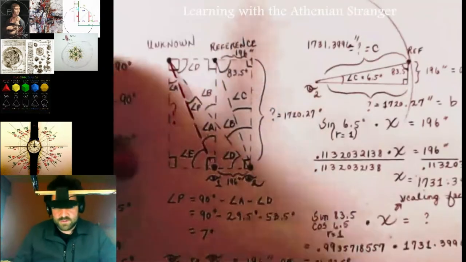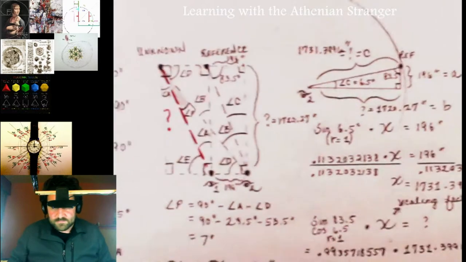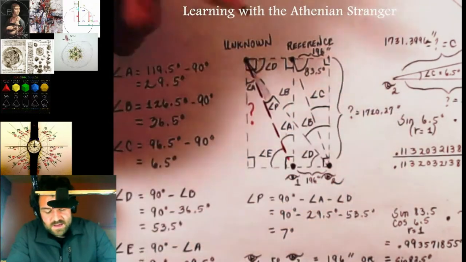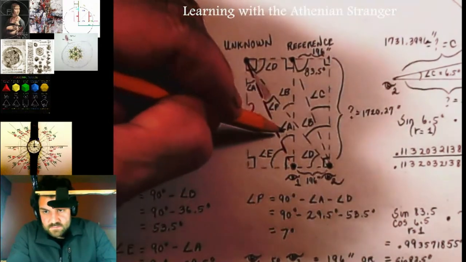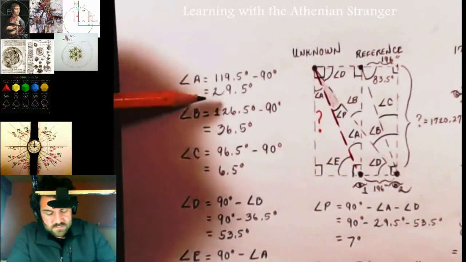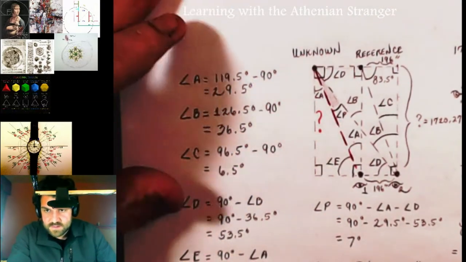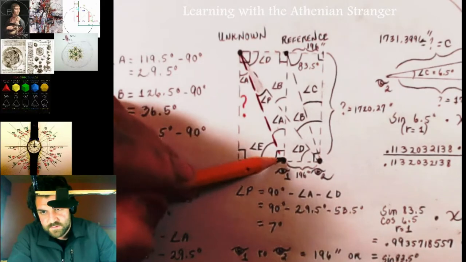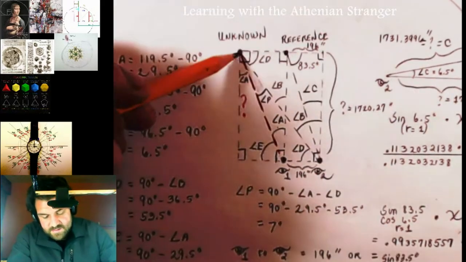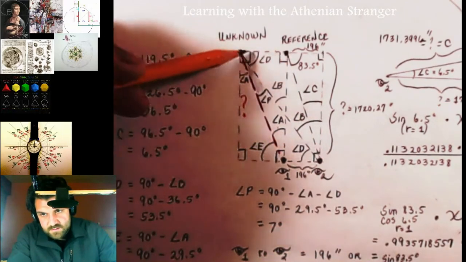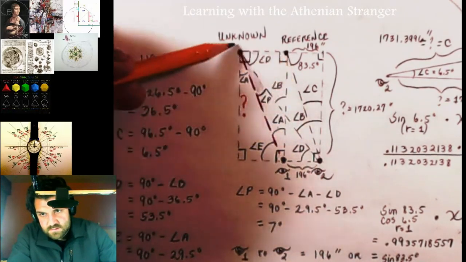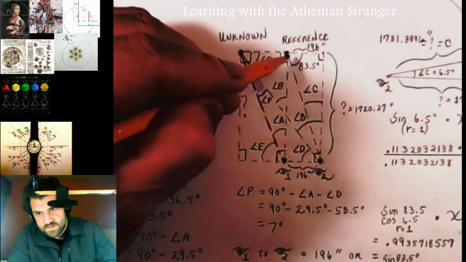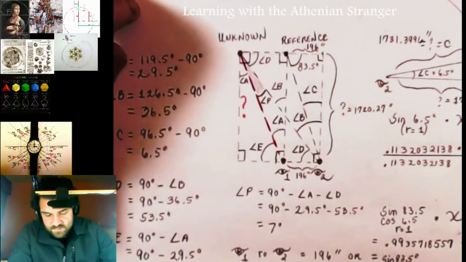Let me get rid of this again. Keep thinking about what we're doing here. Now I know angle A. Angle A was equal to 29.5 degrees. I want to know this distance from the unknown light pole to viewing location one. I could look at it as the hypotenuse of this triangle here, and I know this distance. So I'm good to go.